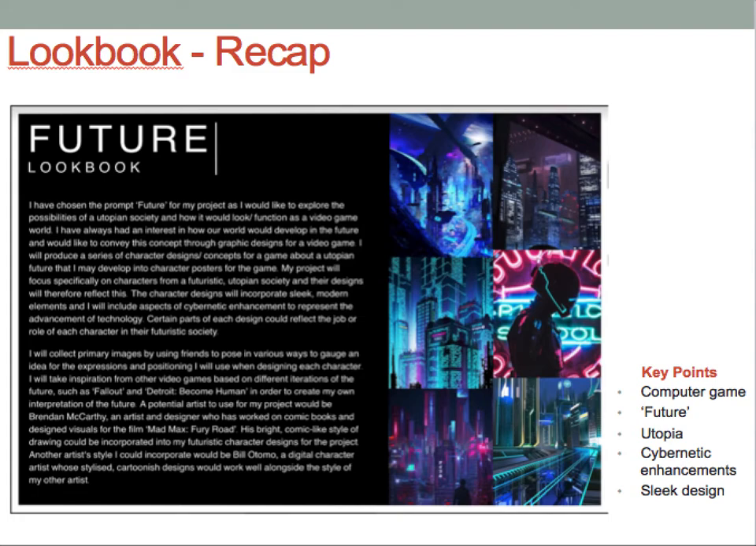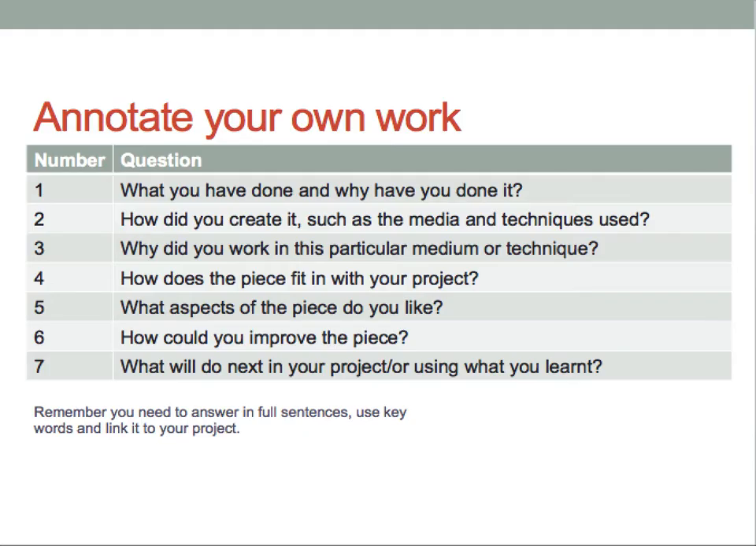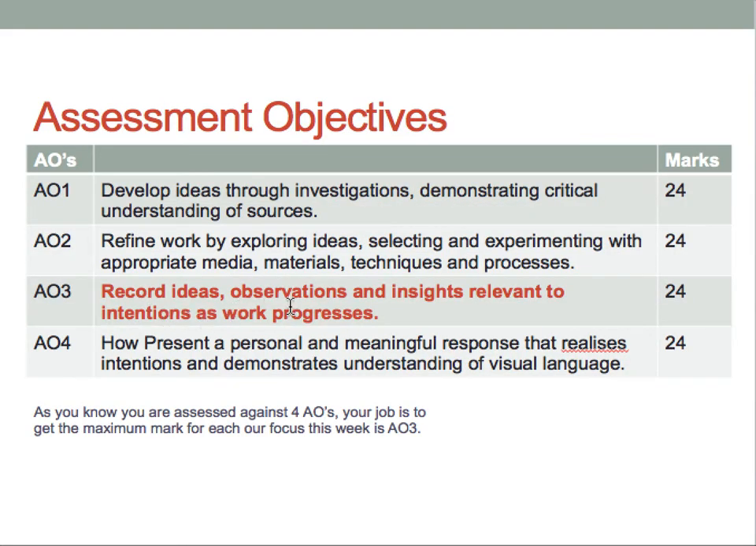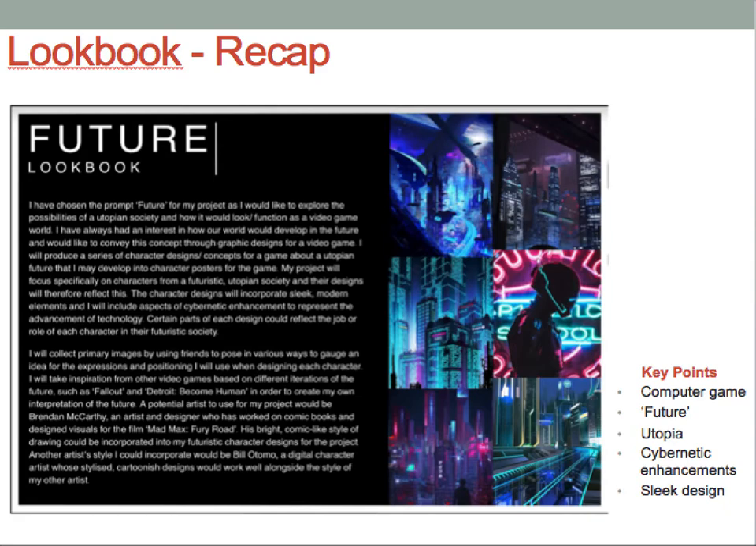So, again, as we do every week, let's recap over the key points from the lookbook. It's all about this lookbook. The lookbook is where you set out what you did. Remember, it says here, it should show work progressing. So it needs to show me where it started. If your idea changes, then you do need to tell me it's changed. But the key points, and they've stayed the same in this project, are it's for a computer game, it's set in the future, it's a utopia, the people have cybernetic enhancements, and they have a sleek design.